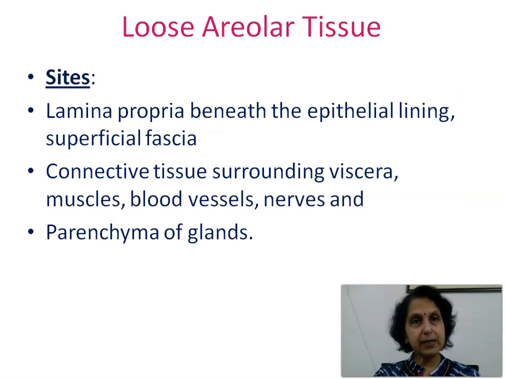The sites where we see loose areolar tissue in the body: lamina propria beneath the lining epithelium and superficial fascia, connective tissue surrounding viscera, muscles, blood vessels, nerves, and in the parenchyma of glands.